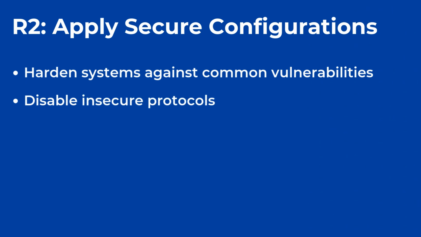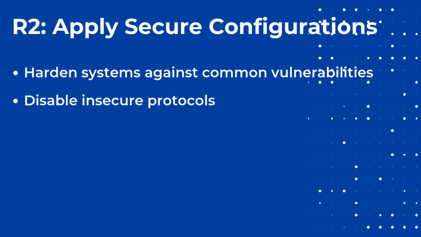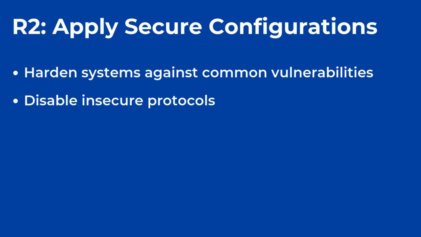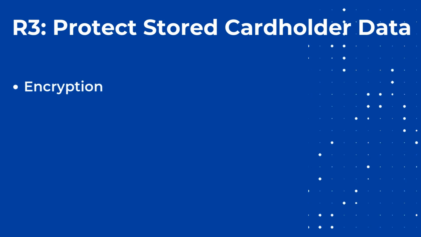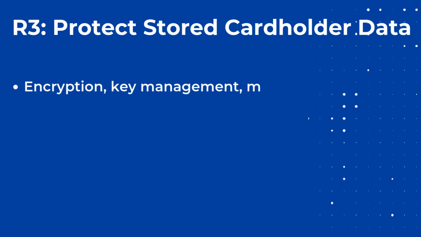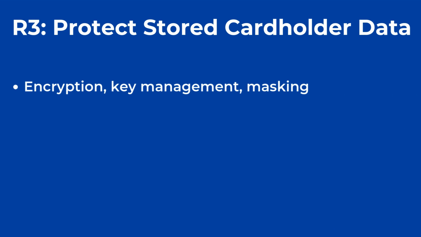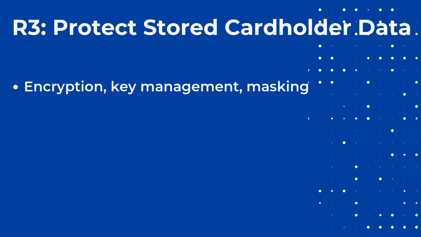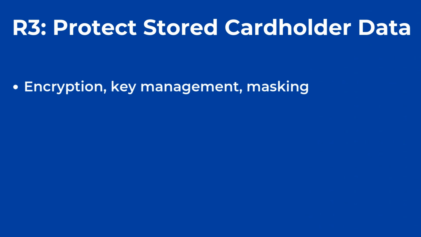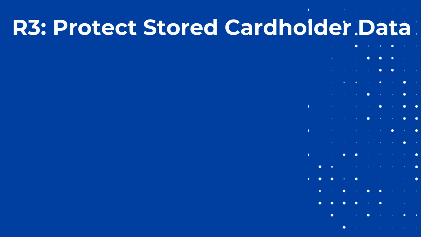That includes disabling unused ports and services, removing vendor defaults, and aligning with hardening guides such as CIS benchmarks. Requirement 3. Protect stored cardholder data. This requirement focuses on protecting cardholder data at rest. Organizations must use strong encryption methods such as AES 256, manage cryptographic keys securely, and mask card numbers when full visibility isn't needed. Storing data securely isn't just a best practice, it's a critical part of PCI DSS compliance.